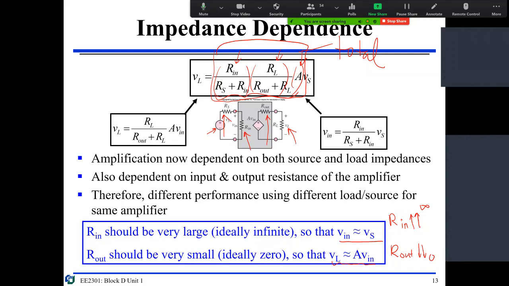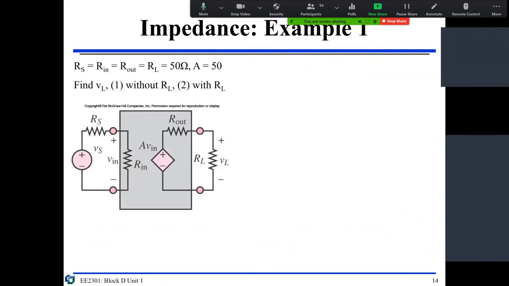In our quiz case, R in is the same size as RS, right? So that's no good. So let's see an example. I have this non-ideal case. Everything is the same: this equals this, and this equals this. All are 50 ohm, and assume A is actually 50. We try to find out what VL divided by VS is.